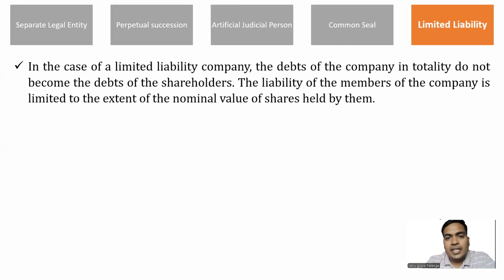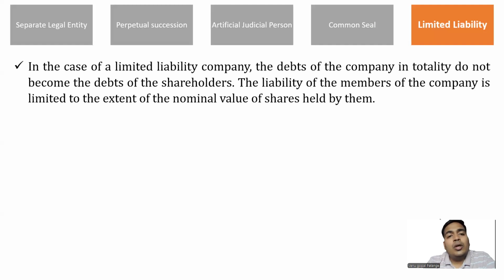I repeat, there are three classes of companies based on liability. One is limited by shares. Second is limited by guarantee. Third is unlimited company. We are going to look at limited liability from all three points of view. In case of a company limited by shares, the debts of the company in totality do not become debts of the shareholders. The liability of the members is limited to the nominal value of shares held by them.